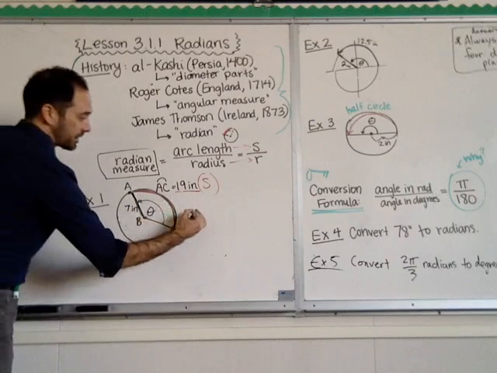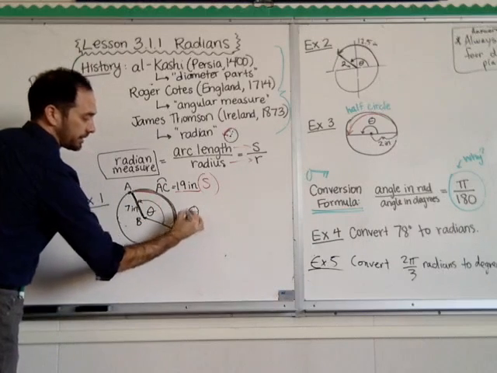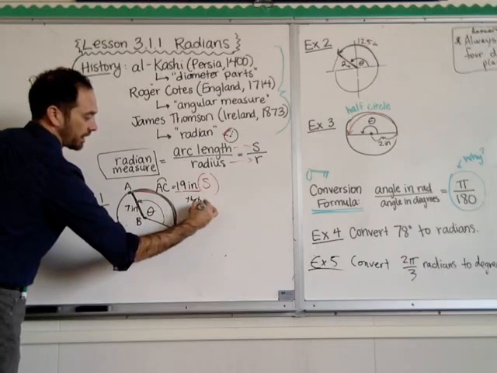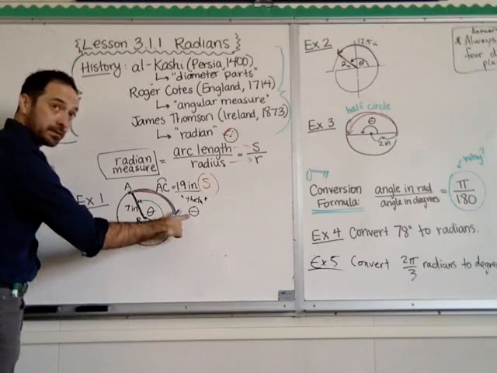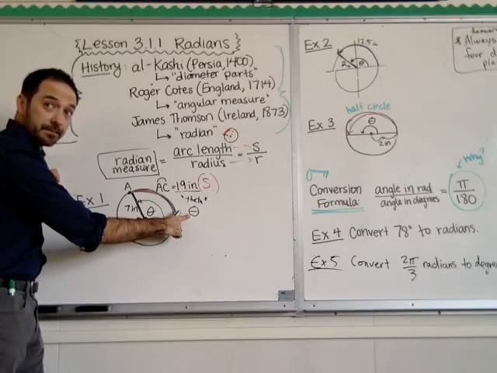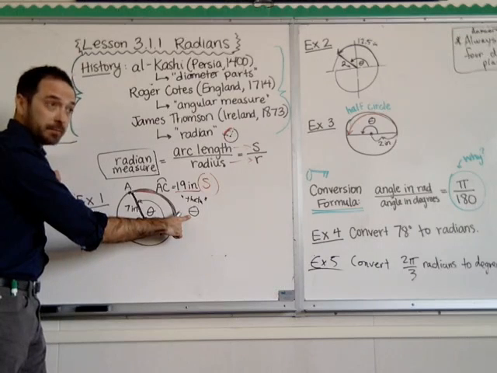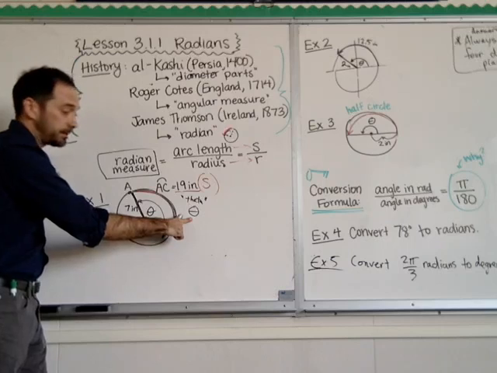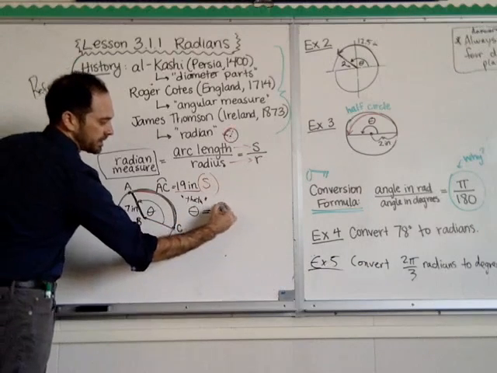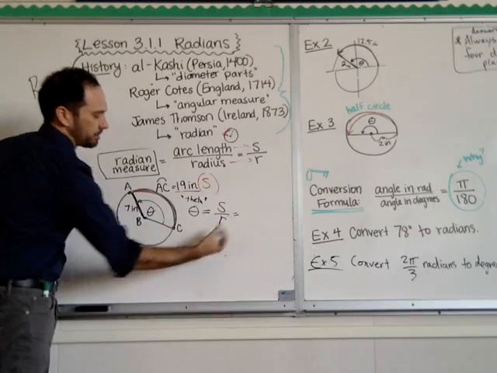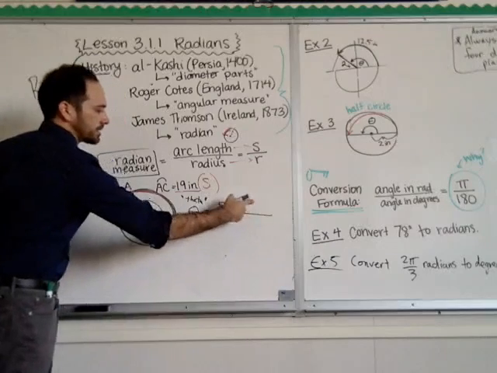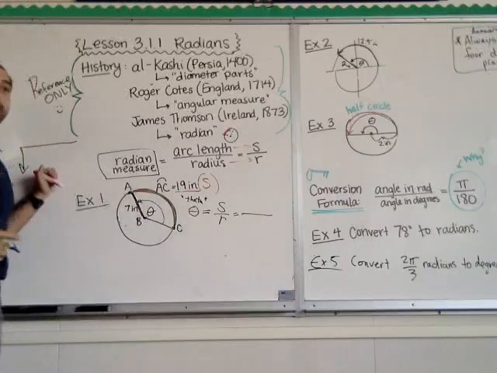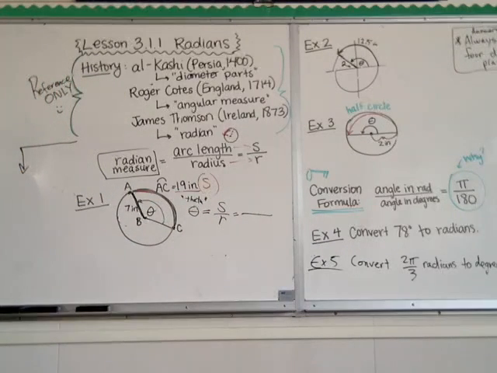So I know that my theta, if you didn't know this, I want you to write, this symbol is called theta. Theta can be radians or degrees. It's just talking about the angle theta. It's going to be equal to S over R. Let's go ahead and input what is my S, what is my R. Go ahead and divide it out. Find your radian measure for that.